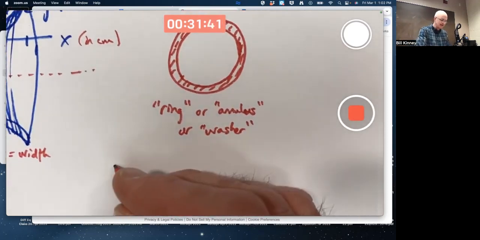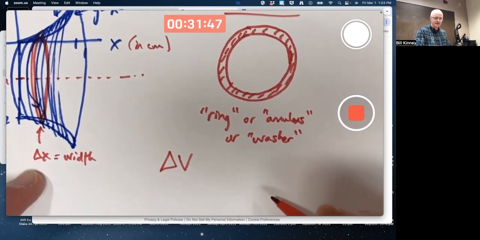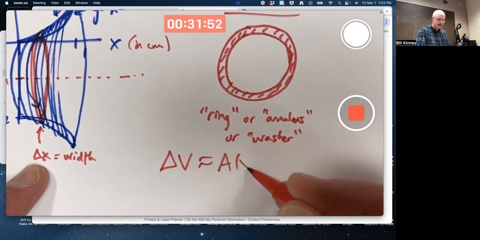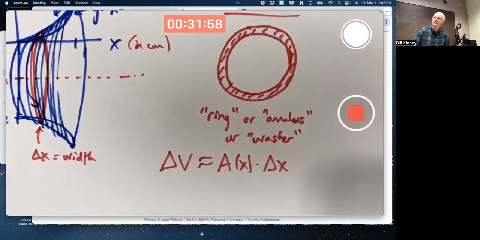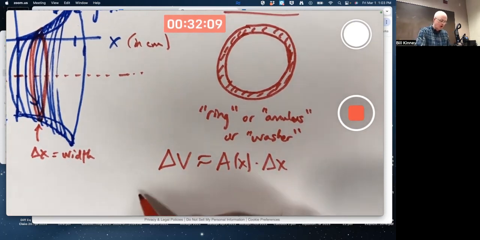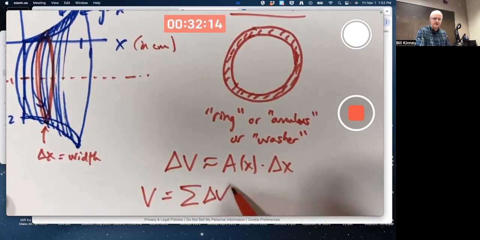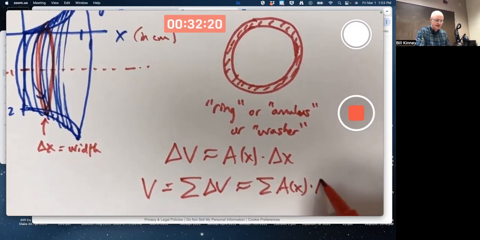We could write delta V, the tiny volume of the thin slice of width delta x, is approximately the cross-sectional area, I'll call it A of x, times delta x. I'm not going to figure out A of x right away, just like in the last problem I didn't figure out A of y right away. The total volume then of the solid is the sum of the little volumes, which would be approximately the sum of values of A of x times delta x.